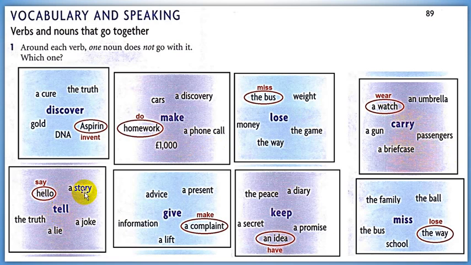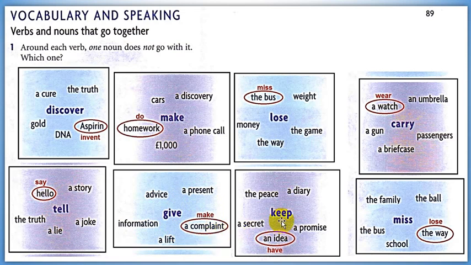Tell a story. يحكي قصة. Tell a joke. يقول نكتة. Tell a lie. يكذب. يقول كذبة. Tell the truth. لكن not tell hello. You say hello. Okay. So الفعل مع hello هو say. Give a lift يوصله إلى مكان ما. Give information. Give advice ينصح. Give a present يهدي هدية. لكن not give a complaint. احنا قلنا بالمثال السابقة الفعل مع complaint make a complaint يشتكي.